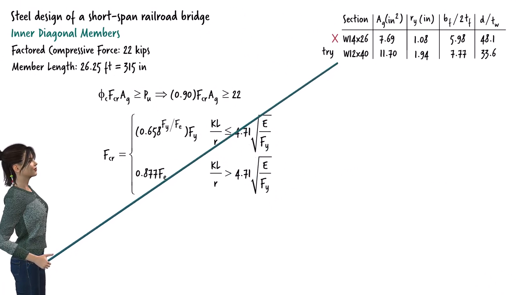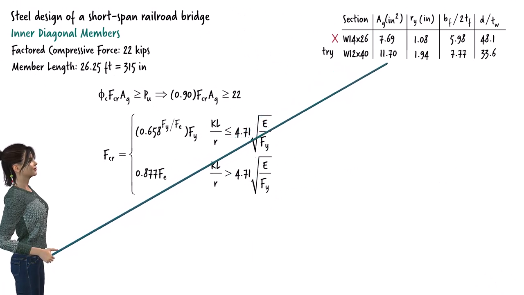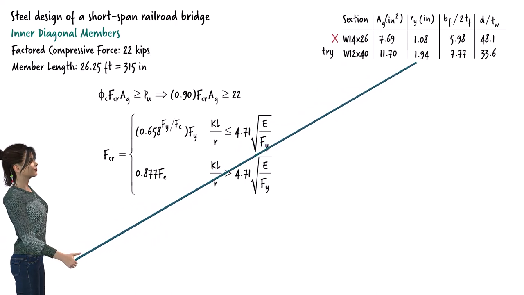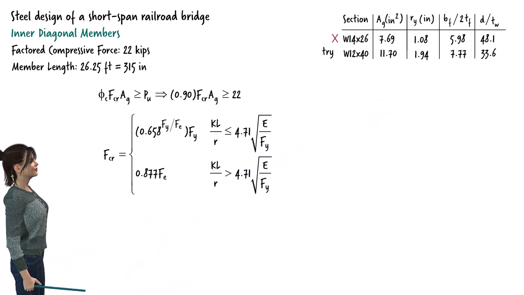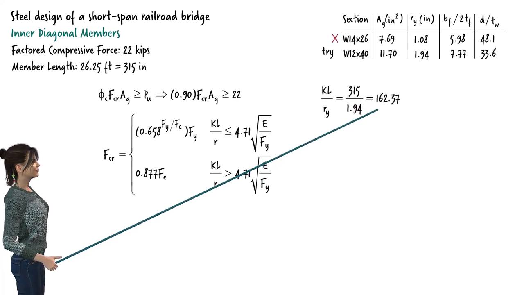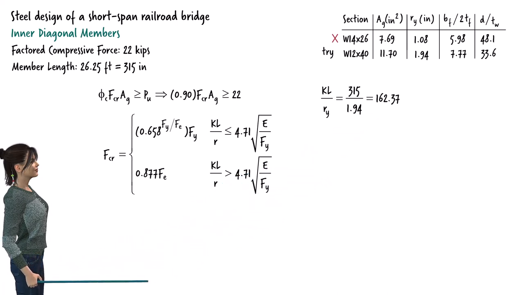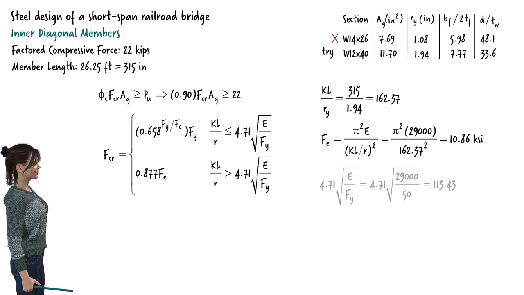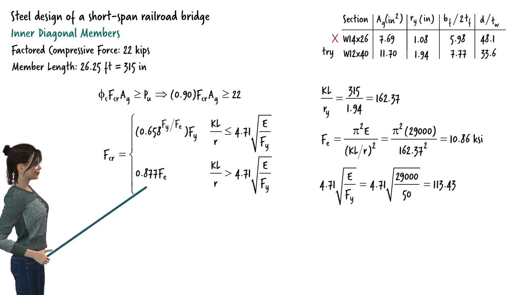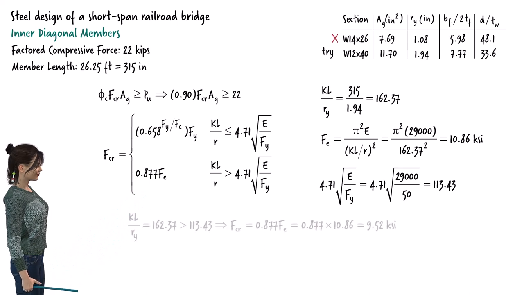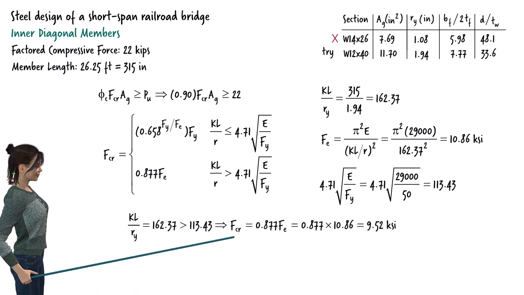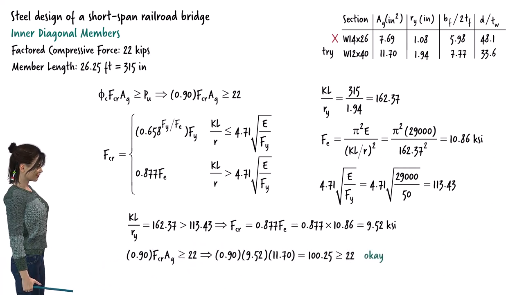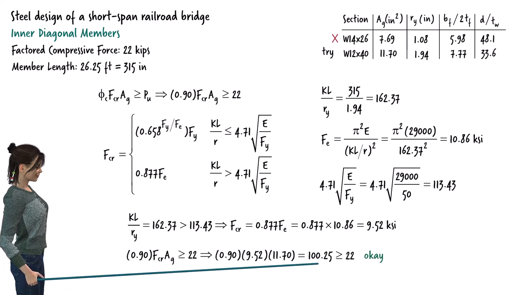Let's try W12/40. Given the larger cross-sectional area and radius of gyration, the section should provide adequate strength against buckling. The effective slenderness ratio of the member is, resulting in F sub E of 10.86 KSI. We still need to use this equation to determine the critical buckling stress. So, F sub CR equals 9.52 KSI. Therefore, the design buckling strength of the member is 100.25 kips.